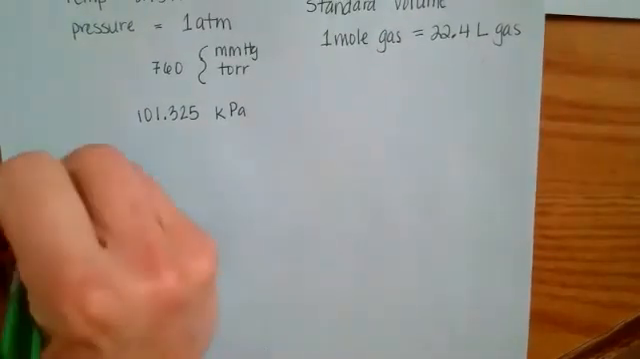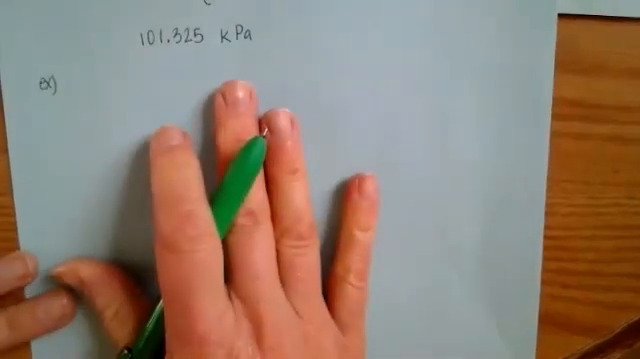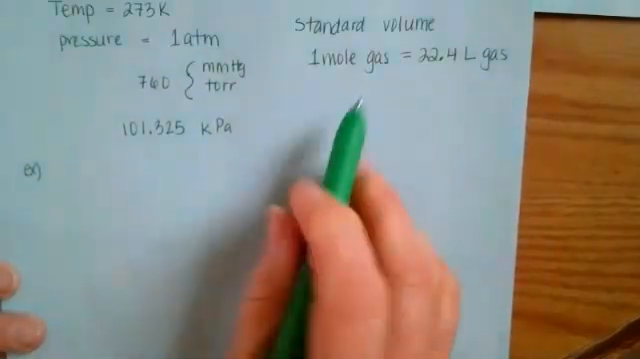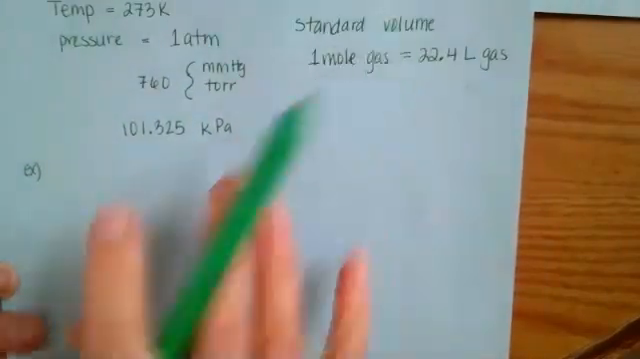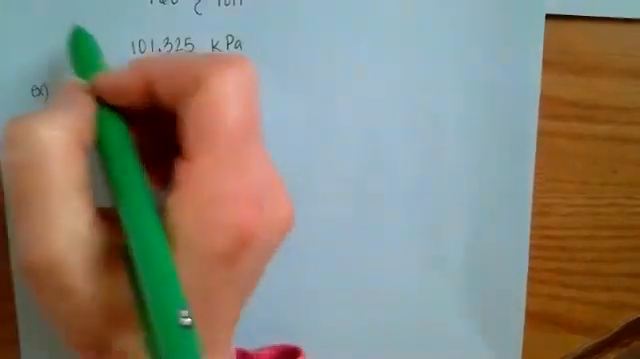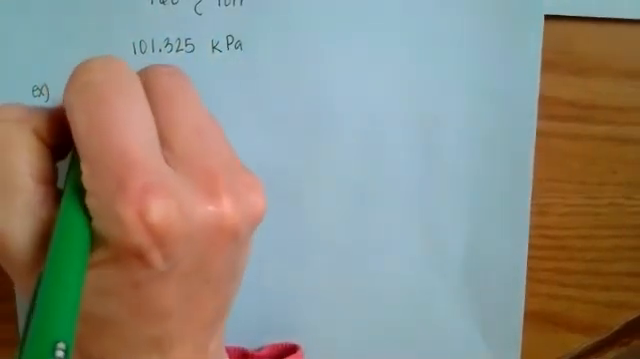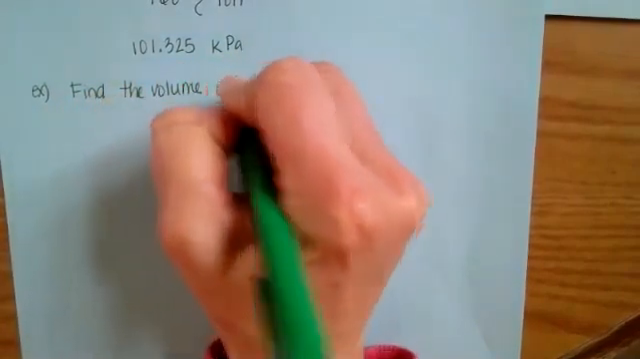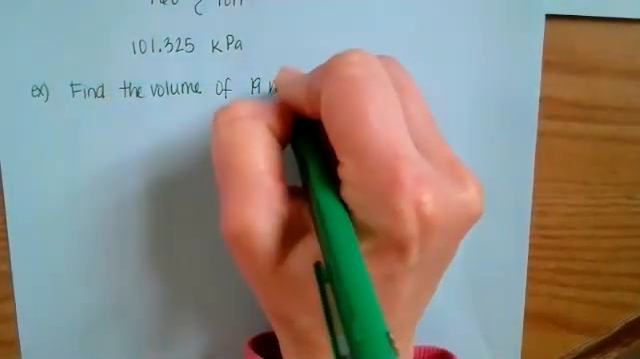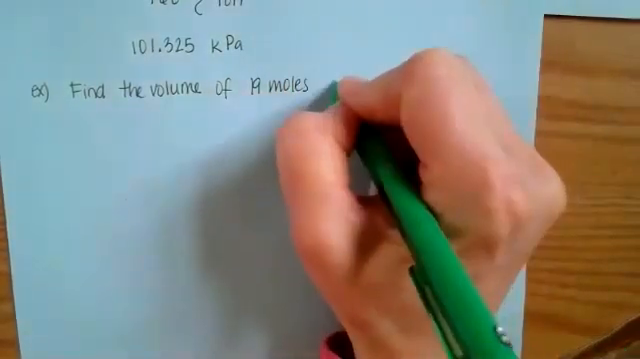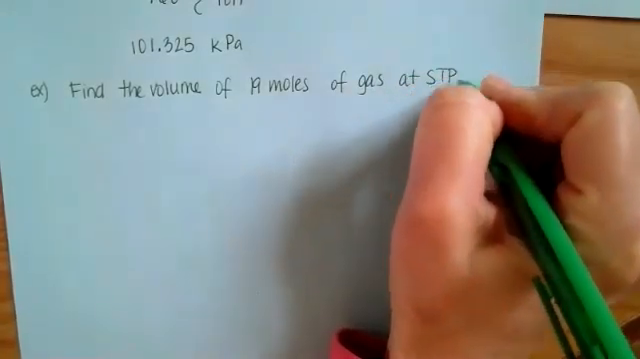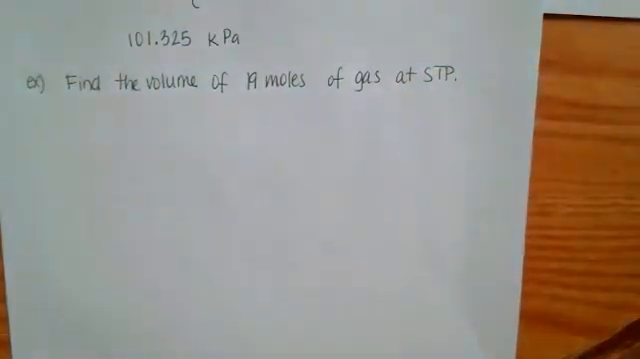All right, well, let's do an example before I let you start practicing. I'm going to give an example. First of all, let's do an example if we're talking about standard volume. Find the volume of 19 moles of gas at STP, at standard conditions.